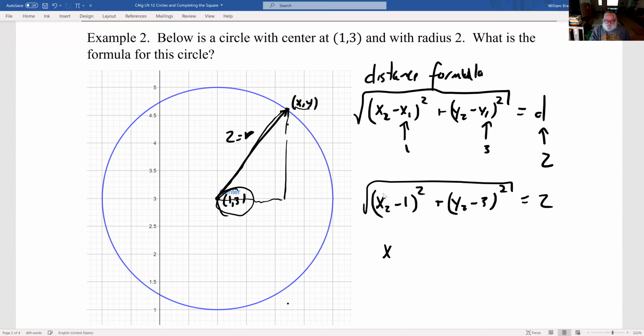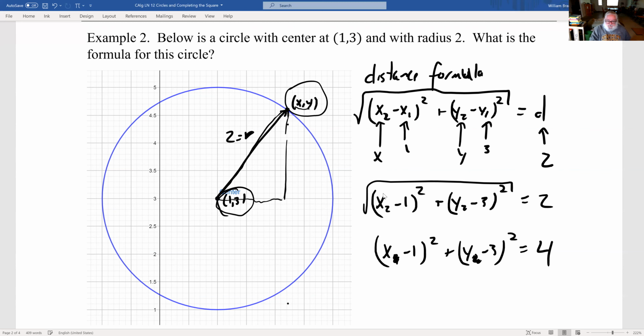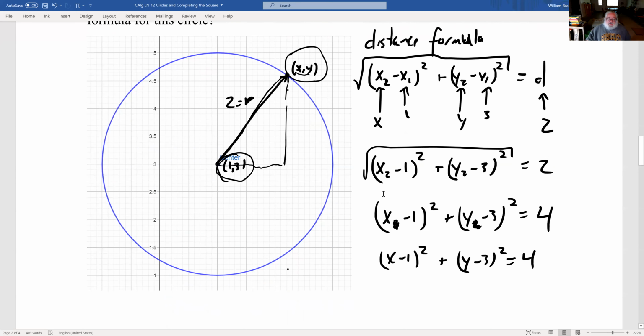Usually what we do, though, is we square both sides. We just write it like that. And we don't bother with the y2s because we actually want to leave these x2 and y2 to be the point x comma y that is on the circle. So it's just x minus 1 squared plus y minus 3 squared equals 4. Great. So the equation for a circle just comes straight from the distance formula, which is just Pythagoras' theorem, right?